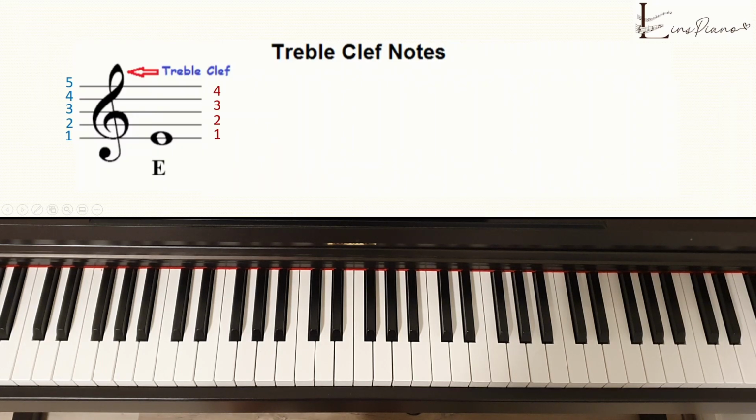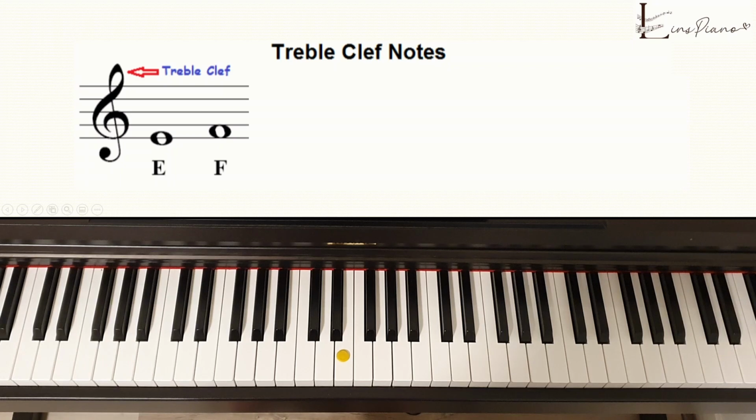Now on the treble clef, the note on the very first line is E, representing this key E on the piano. Don't worry about memorizing the notes here, I will show you the tips in a few minutes. For now, I'm just demonstrating the relationship between the notes on the music sheet and the piano keys, so just relax. This note on the music sheet is an E, representing this key E on the keyboard.